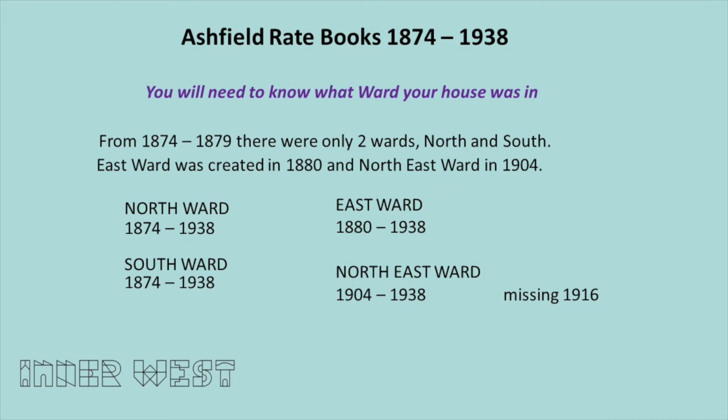You will need to know what ward your house was in. From 1874 to 1879, there were only two wards, the North Ward and the South Ward. East Ward was created in 1880 and the North East Ward in 1903. The North Ward, 1874 to 1938. South Ward, 1874 to 1938. East Ward, 1880 to 1938. The North East Ward, 1904 to 1938. Keep in mind, the 1916 rate book is missing.